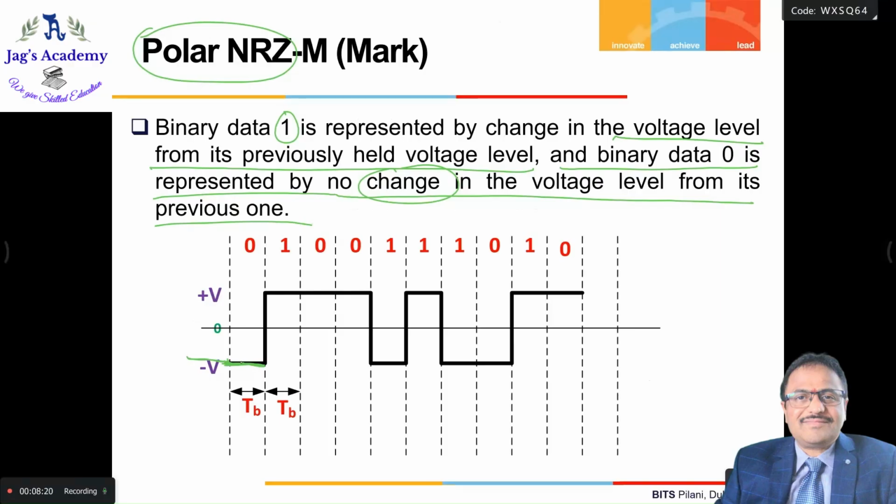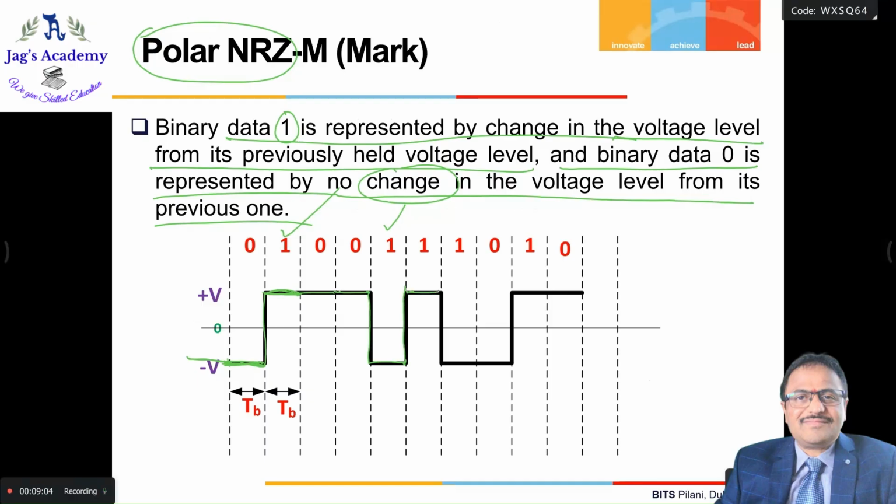What is the next bit? The next bit is 1. 1 means there is a change in the voltage level from its previous value. Previously it is 0, now it is going to change its voltage level to this. Now next, 0: no change in the voltage level. Again 0: no change. Now the next will be 1, there is a change in the voltage level, so this will go to 1. Next is 1 once again: change in the voltage level from the previous one.